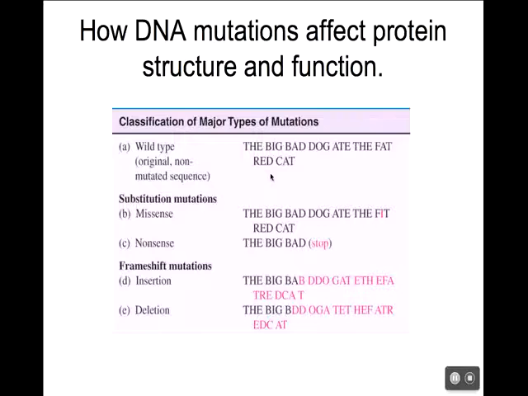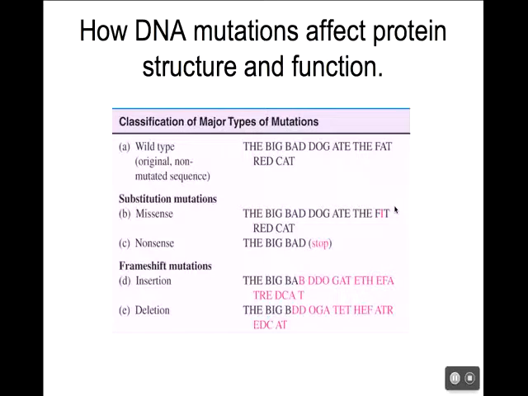So the original sentence here, the big bad dog ate the fat red cat, would be the wild type or normal sentence. If we do a substitution mutation where we change just one nucleotide, in this case a letter, that's going to change the word or the amino acid that's encoded. So instead of reading the big bad dog ate the fat red cat, now we have the big bad dog ate the fit red cat. One change in a letter or a nucleotide encodes a totally different word. That's a substitution mutation.